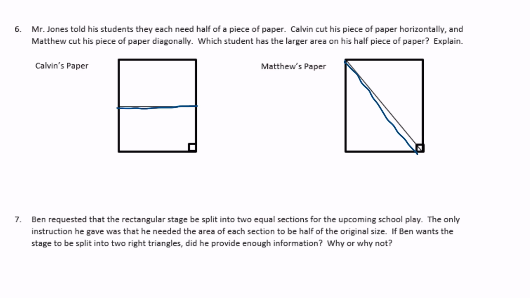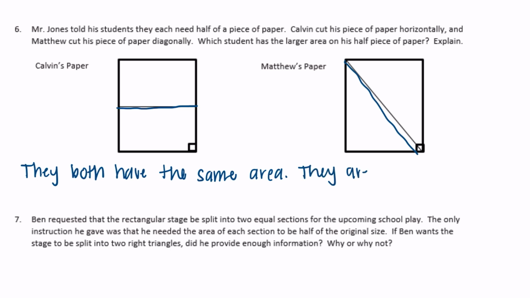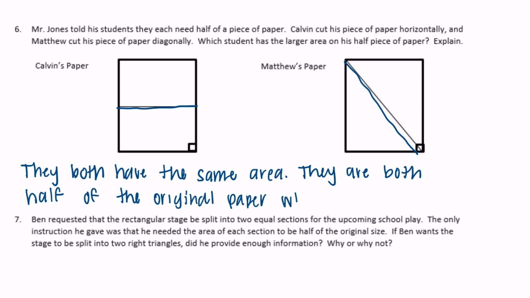So we can say they both have the same area. Calvin's rectangles are each half the area of the original paper. Matthew's are also half the original paper. So let's just say they are both half of the original paper, which means they are equal.